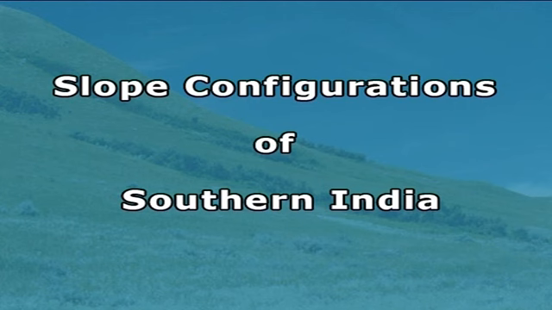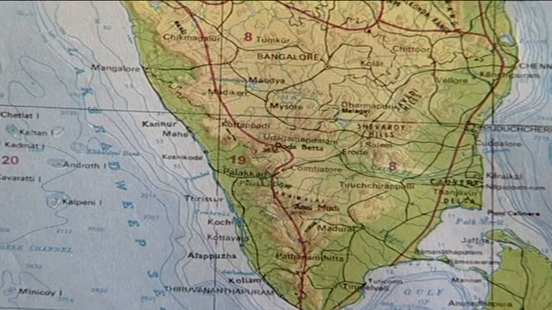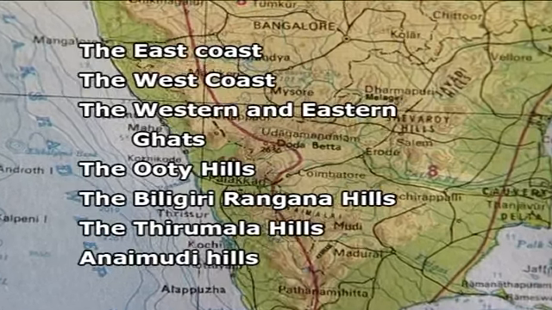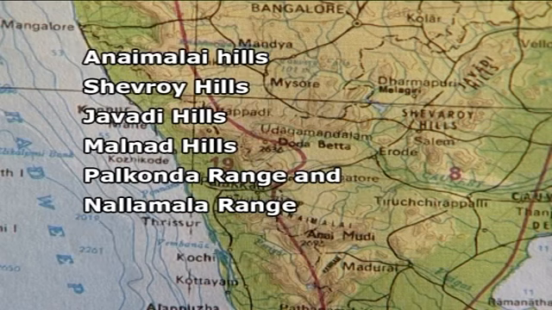Now next, coming to the slope configurations of southern India. The southern parts of India have very typical physiographic conditions. The notable features are the east coast, the west coast, the Western and Eastern Ghats, the Ooty hills, the Biligiri Ranga hills, the Tirumala hills, Anaimudi hills, Anaimalai hills, Shevaroy hills, Javadi hills, Malnad hills, Palkonda range and Nallamala range. This is a part of the peninsular India.